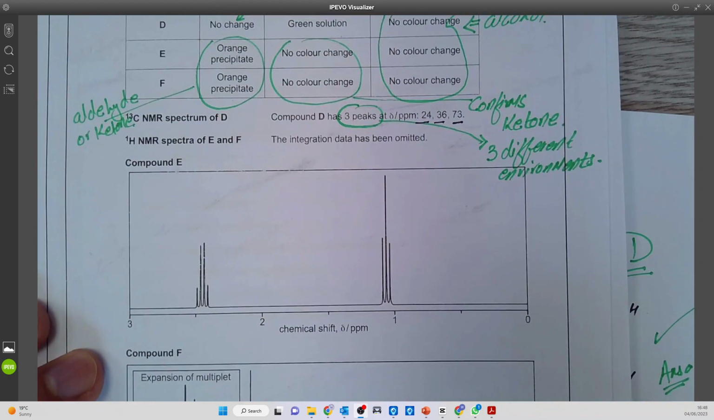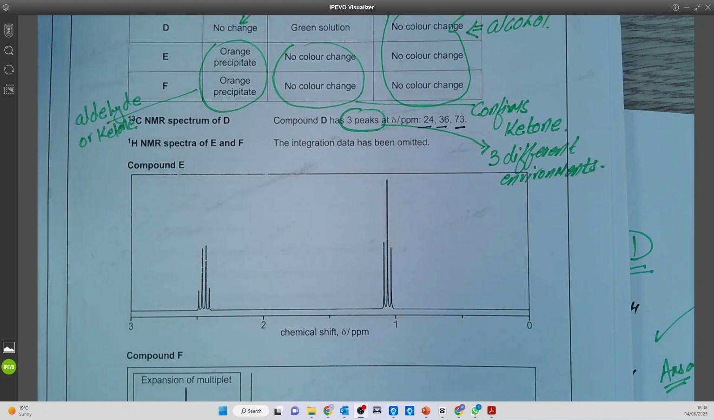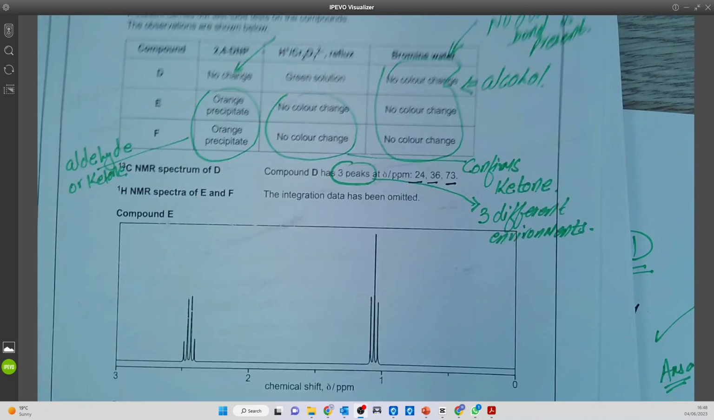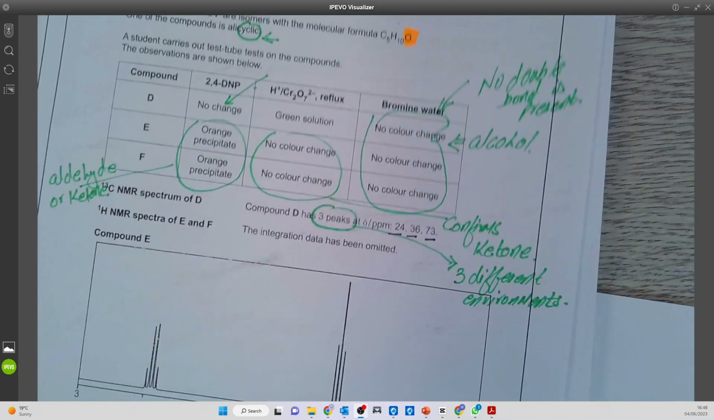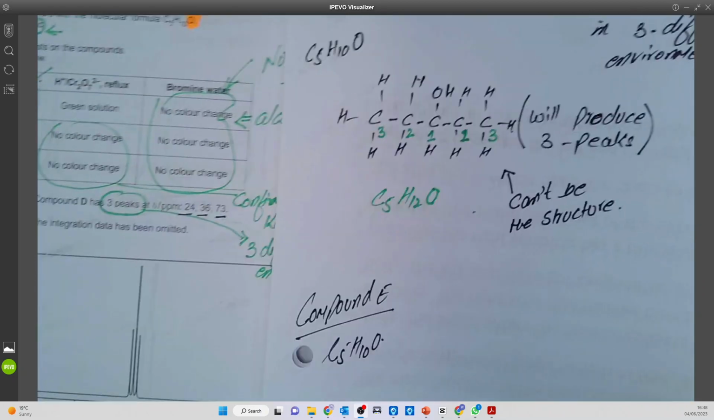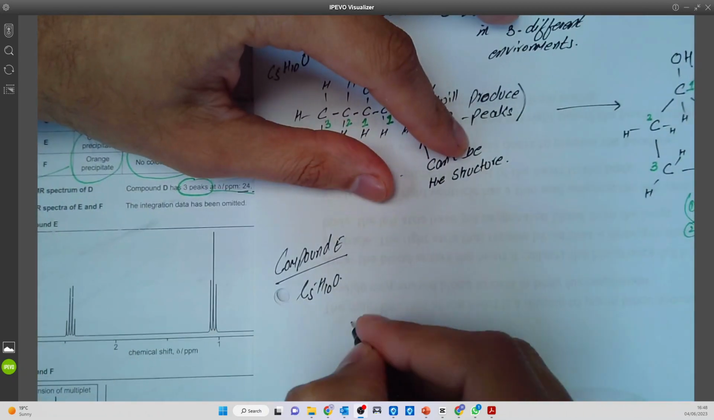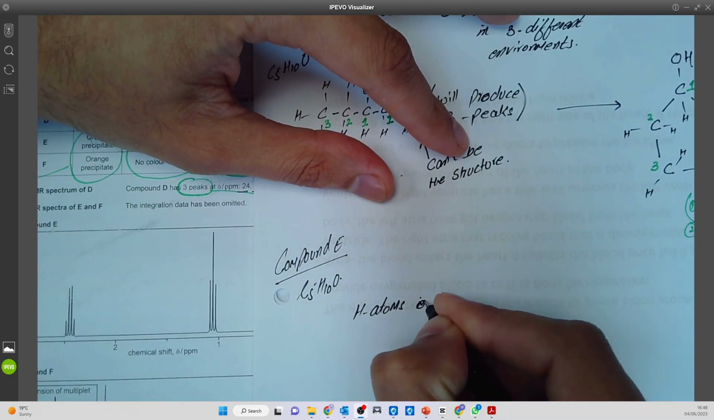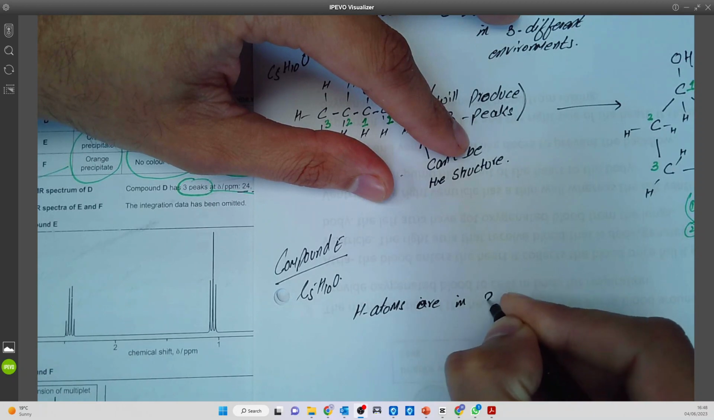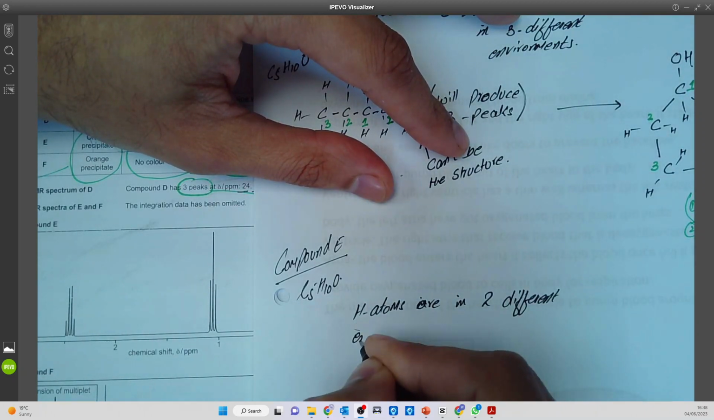What we have here is for compound E, I see there are 2 peaks in the H NMR. Two peaks means what? That tells me that the hydrogens are in 2 different environments. So I can say from this graph that H atoms are in 2 different environments.